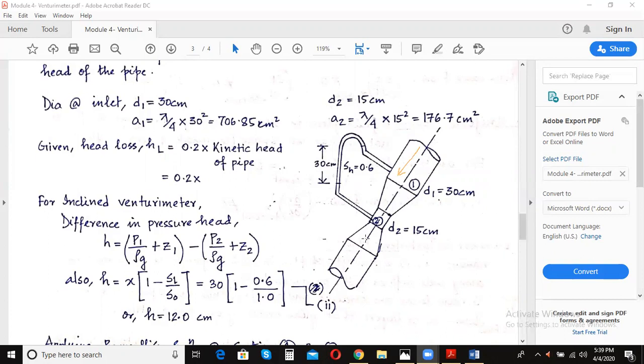Now students, what is the specific gravity of the fluid which is flowing through this pipe? The fluid which is flowing through this pipe is nothing but water, which has a specific gravity of 1. So obviously the fluid which is inside the manometer is lighter than the fluid flowing through the pipe.